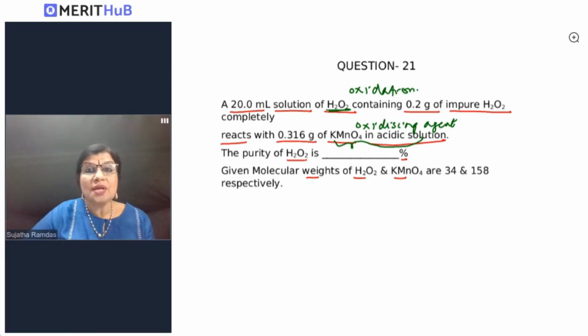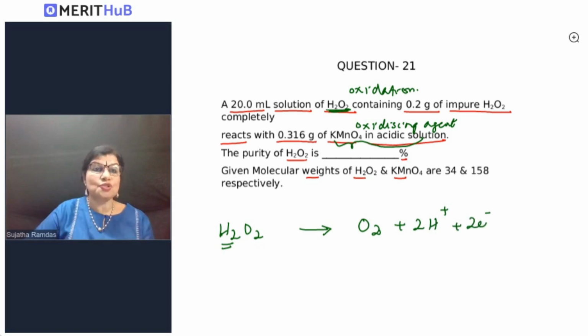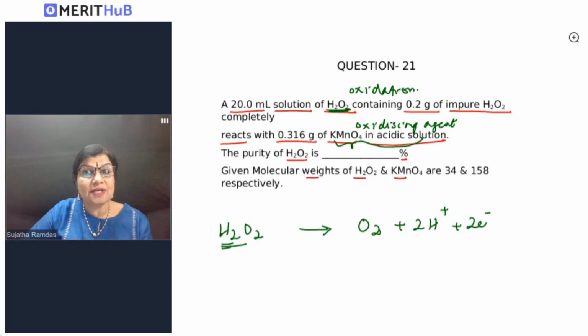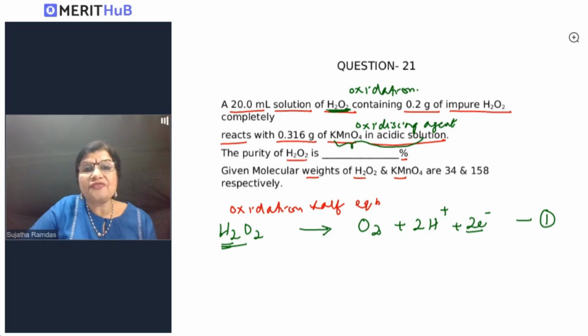So first, let's write down the oxidation half equation of hydrogen peroxide. So hydrogen peroxide is oxidized to oxygen. Let's use the ion electron method to balance this equation. There are two hydrogens on the left hand side, so we add two hydrogen ions on the right hand side. To balance the charges, we add two electrons on the right hand side. So hydrogen peroxide undergoes loss of electrons. It is getting oxidized. Let this be equation 1, and this happens to be the oxidation half equation. So we have balanced the oxidation half equation.